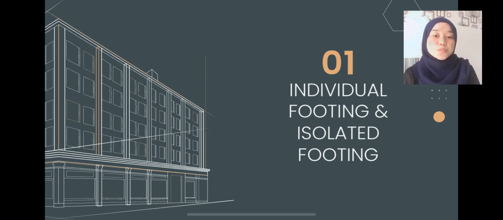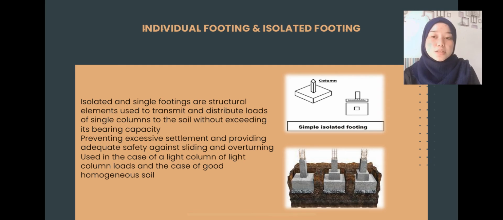Today, I want to present about individual footing and isolated footing. Firstly, an isolated or individual footing is a structural element used to transmit column loads to the soil without exceeding its bearing capacity, in addition to preventing excessive settlement and providing adequate resistance to sliding and overturning.